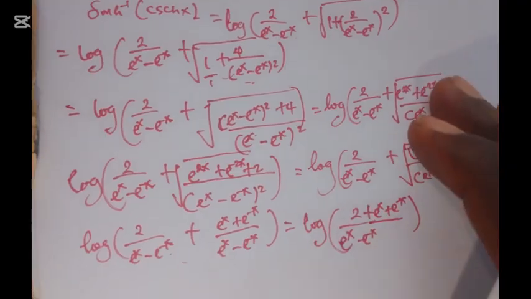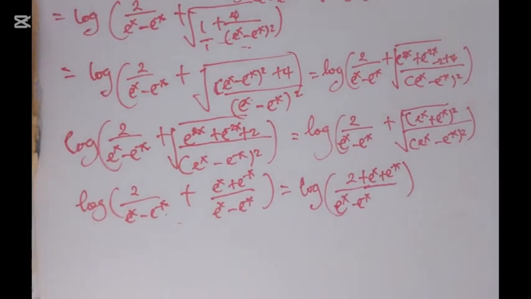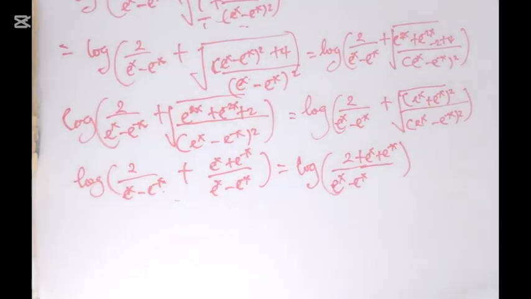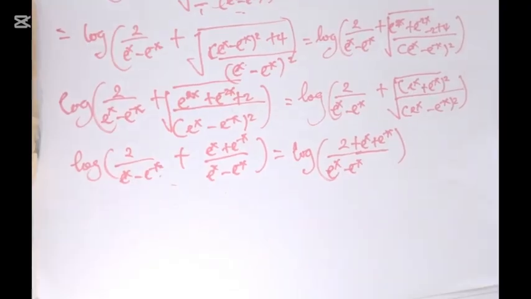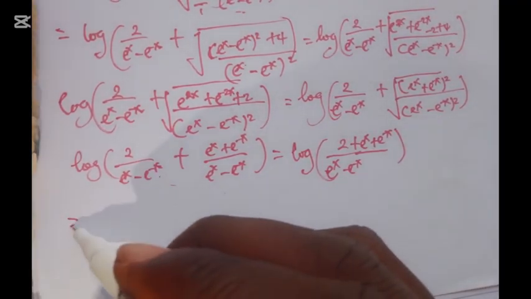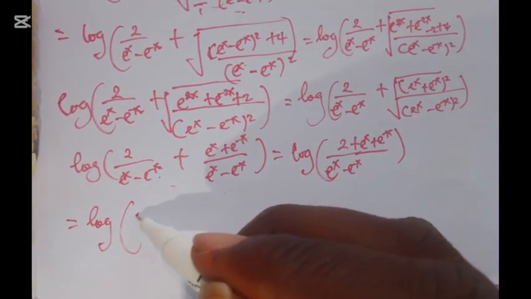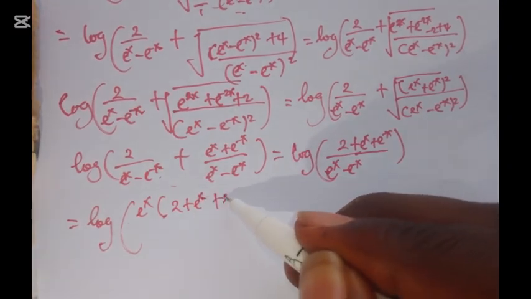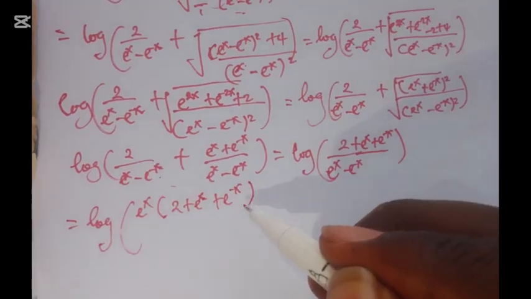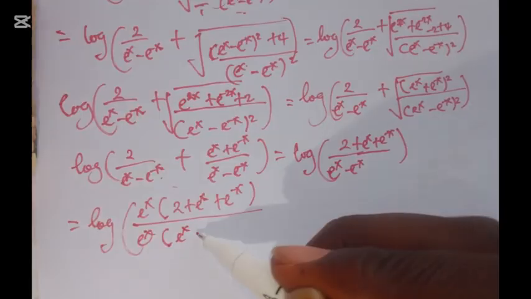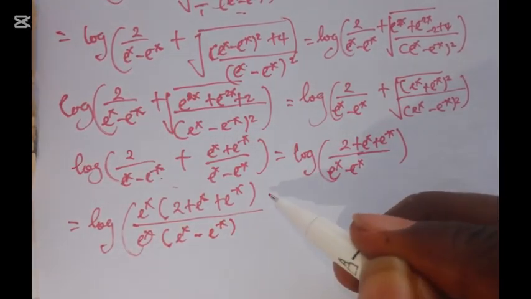Now, moving on, guys, we have simplified this. Then it's remaining one last step for us to be able to simplify this completely. Now, what is the last step I'm talking about? So this is what I'm going to do. I'm going to multiply both the numerator and the denominator by exponential x. All right. So if I do that, I'm going to have this. So I have log exponential x, then into bracket 2 plus exponential x plus exponential negative x. Okay. Then over exponential x, then into bracket exponential x minus exponential negative x.